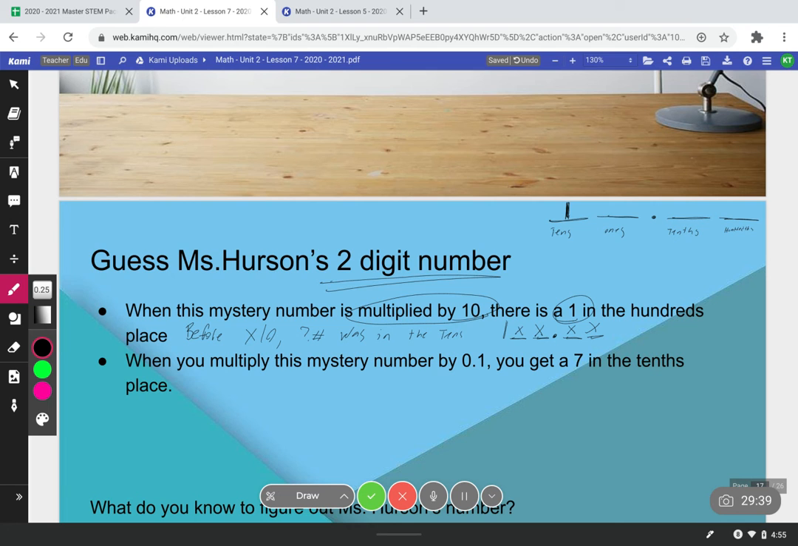Okay, our next clue. When you multiply this mystery number by 1/10, you get 7 in the tens place. Okay, so what is the opposite of that? Multiply this number by 1/10. You get a 7 in the tens place. So that is telling me I need to do the opposite. So 1/10 is the same as that.